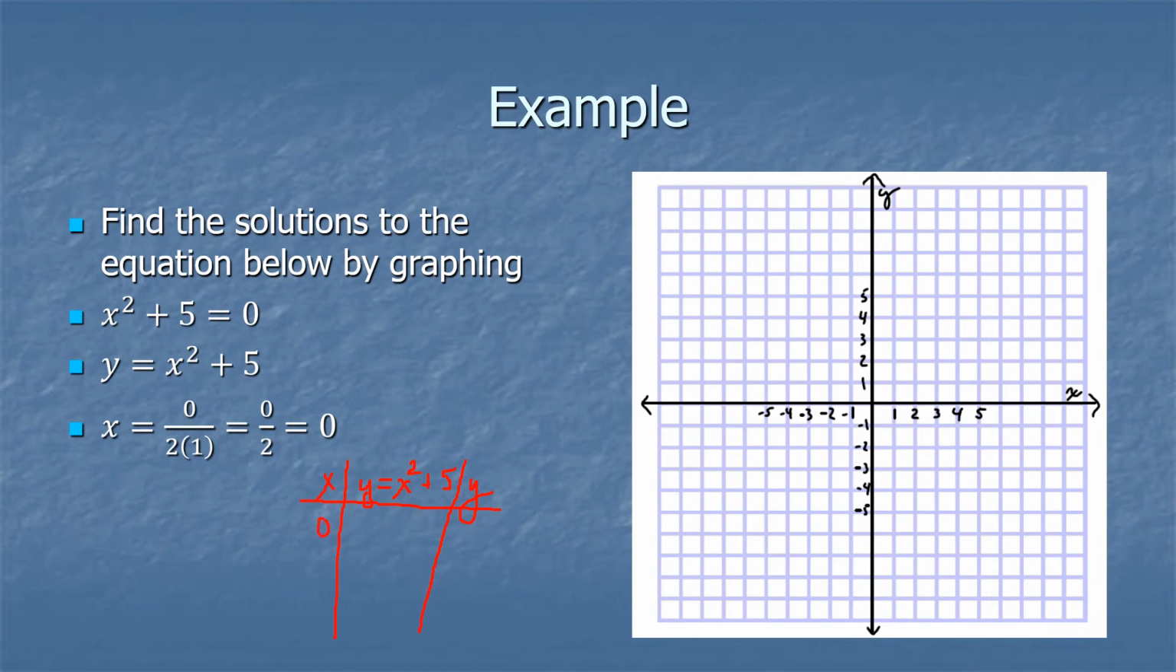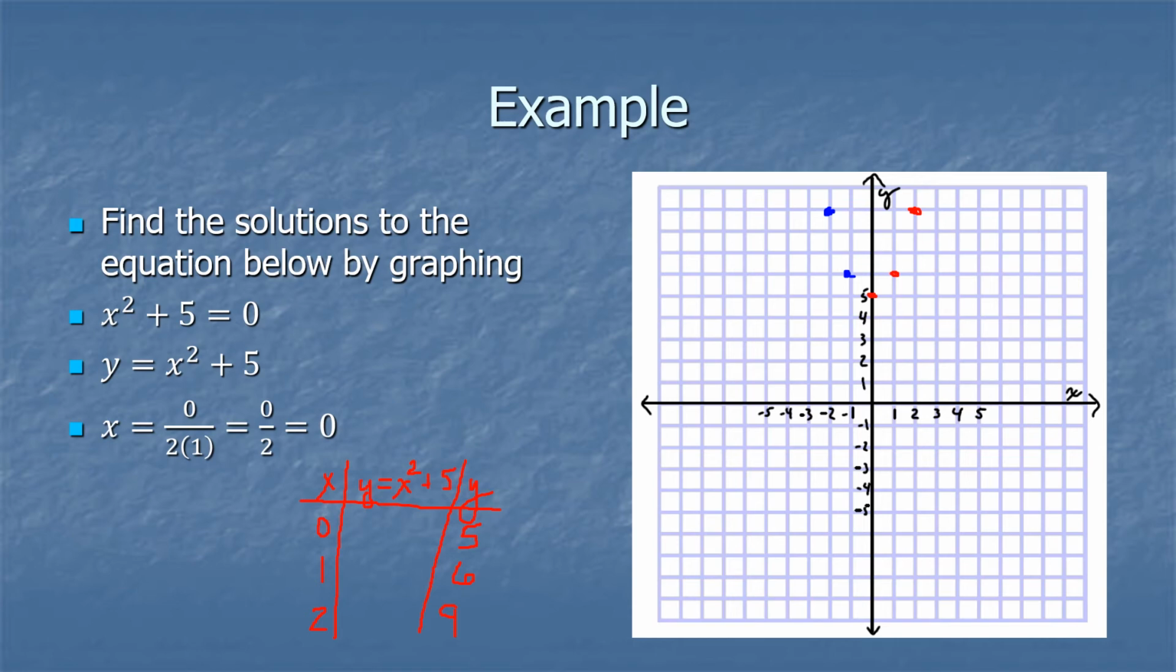When x is 0, y is 5. When x is 1, y is 6. And when x is 2, y is 9. Let's graph our points. 0, 5, 1, 6, 2, 9. We can reflect across the y-axis for negative 1, 6 and negative 2, 9.